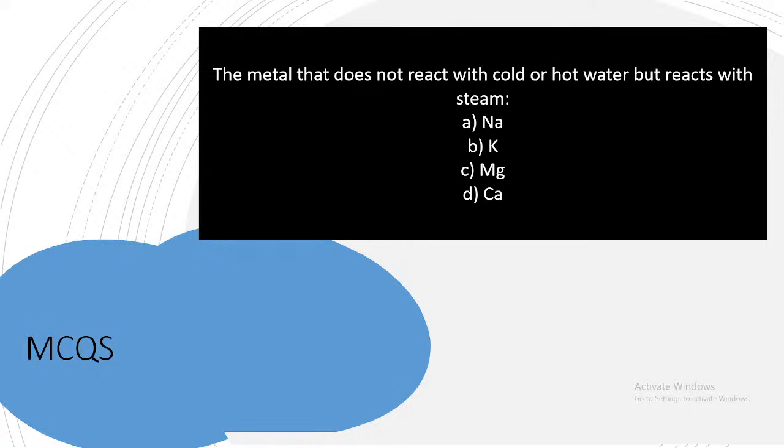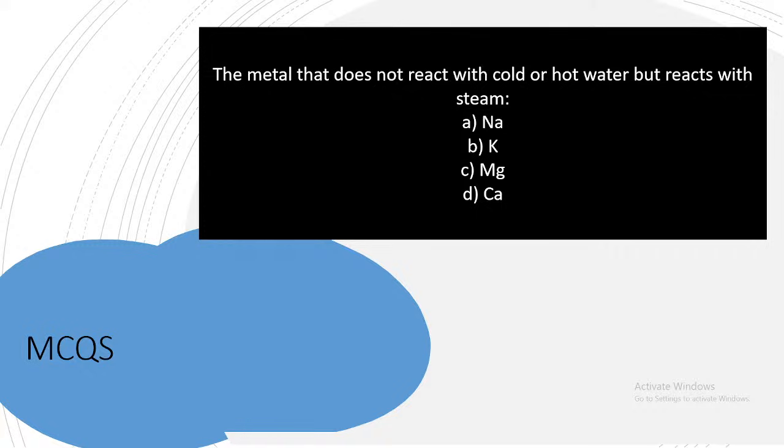Okay, next one. The metal that does not react with cold or hot water but reacts with steam. Is it sodium, potassium, magnesium or calcium? You have to name the metal which does not react with cold water, does not react with hot water, but only reacts with steam. This is a question from the properties of metals and non-metals, from the chapter Metals and Non-metals.